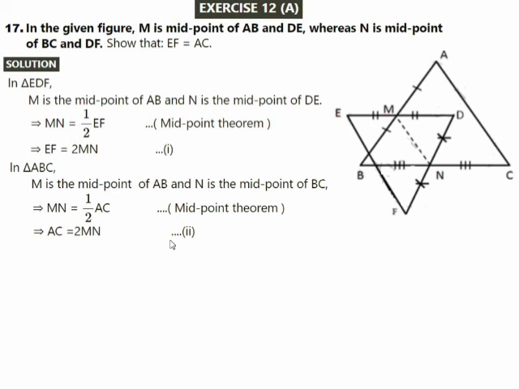Now call this equation 1 and call this equation 2. Here we have 2 times MN, here also we have 2 times MN. So from 1 and 2, what we can say is that EF is equal to AC, and that's what we need to show here.